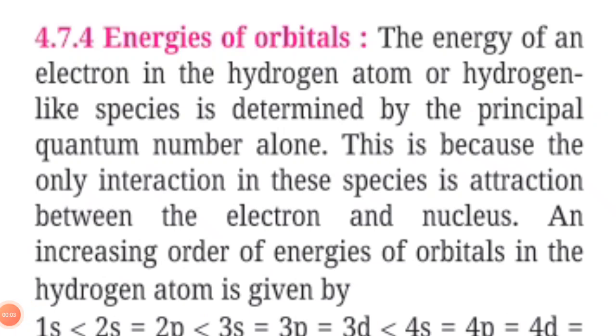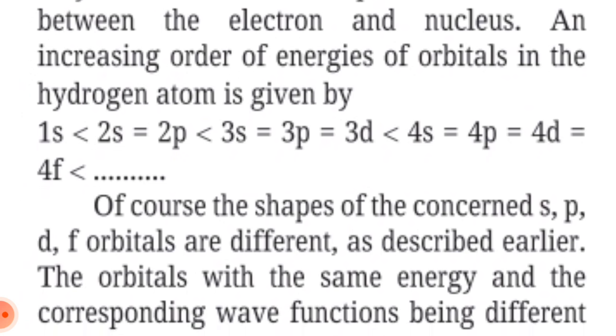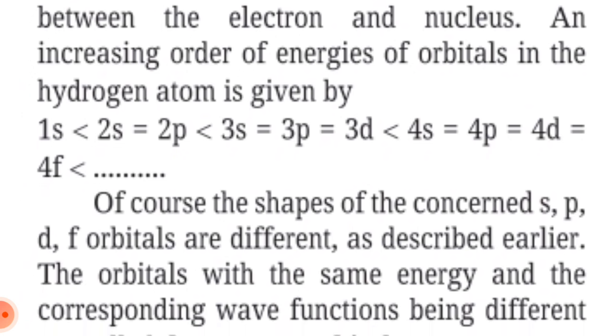7.4. Energy of orbital. The energy of an electron in the hydrogen atom or hydrogen-like species is determined by the principal quantum number alone. This is because the only interaction in these species is attraction between the electron and the nucleus. An increasing order of energy of orbitals in the hydrogen atom is given by 1s < 2s = 2p < 3s = 3p = 3d < 4s = 4p = 4d = 4f < and so on.